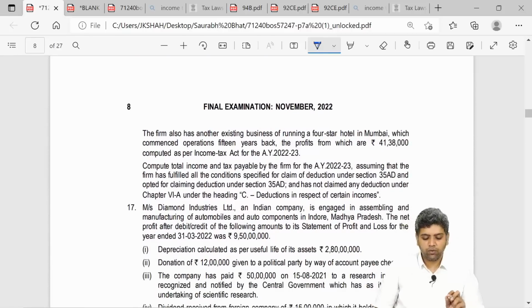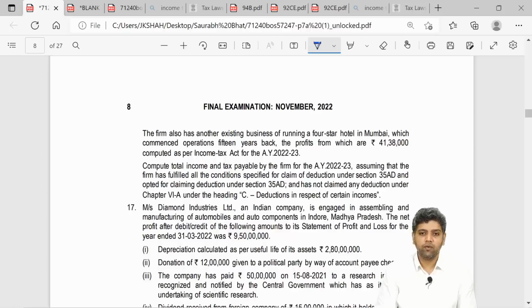The firm also has another existing business of running a 4-star hotel in Mumbai, which commenced operations 15 years back, the profits from which are 41,38,000 computed as per Income Tax Act for the purpose of AY 22-23. Compute total income and tax payable by the firm for AY 22-23, assuming that the firm has fulfilled all conditions specified for claim of deduction under 35AD and opted for claiming deduction under 35AD and has not claimed any deduction under Part C of Chapter 6A.